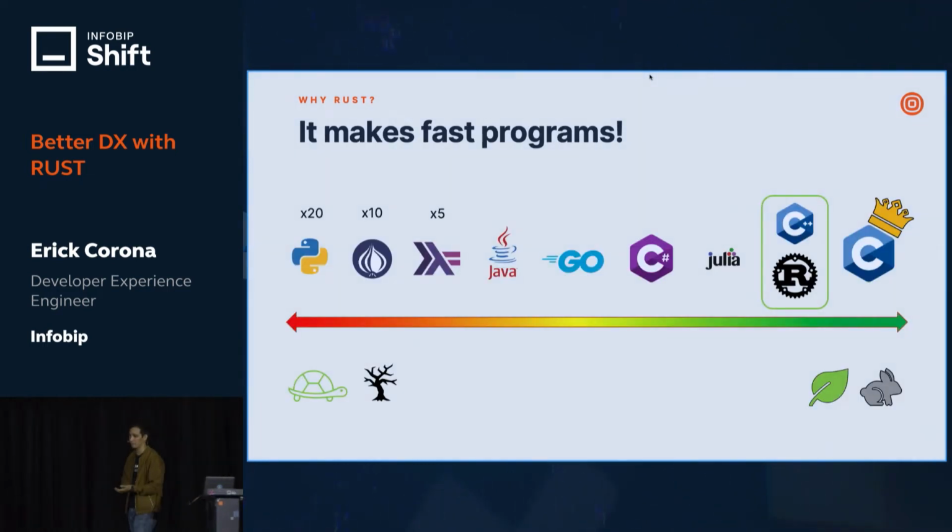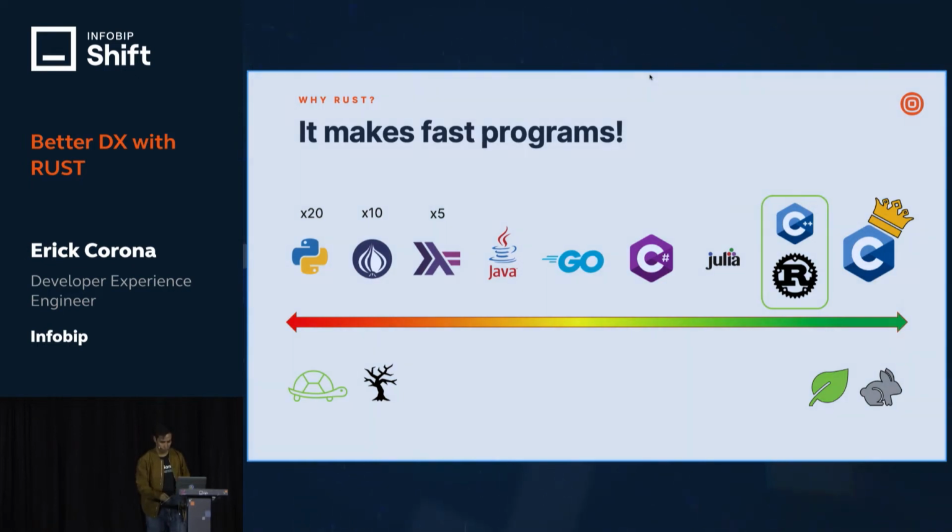So the second great thing about Rust is that it's fast. This is a rough comparison of several programming languages and the programs written with them. And as you can see, C is still the fastest. And there are some other very popular languages like Perl and Python, which are like 10 to 20 times slower.